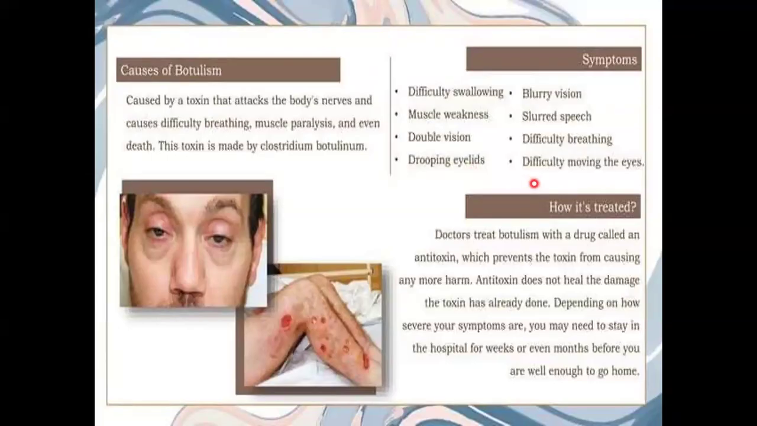How is it treated? So doctors treat botulism with a drug called antitoxin, which prevents the toxin from causing any more harm. Antitoxin does not heal the damage the toxin has already done. Depending on how severe the symptoms are, you may need to stay in the hospital for weeks or months before you even go home. Once the toxin has done its effect on the body, it's difficult to treat, but the antitoxin is used to prevent further damage.